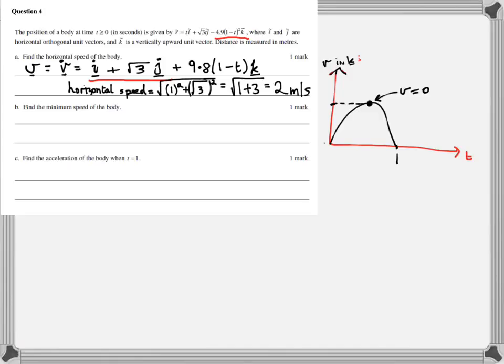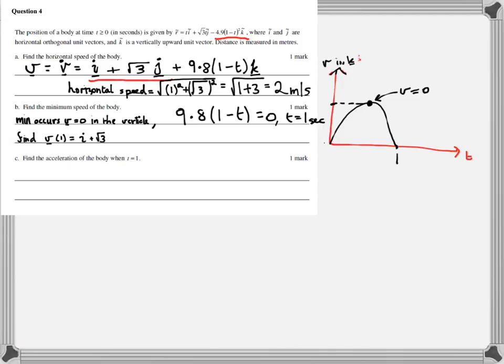So we're going to find now the minimum is going to occur when v is 0 in the vertical direction. So that's the derivative of just the k component, and we equate that to 0. And we get t is equal to 1 second. Okay, so there is your minimum speed for time.